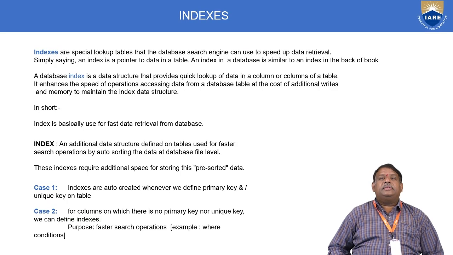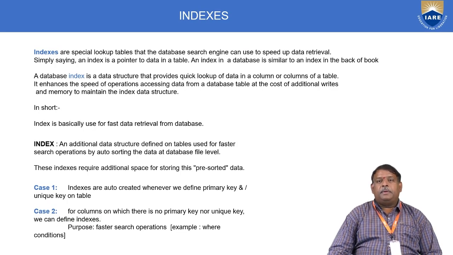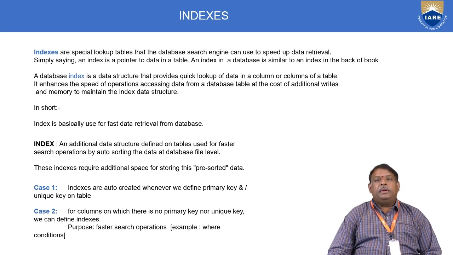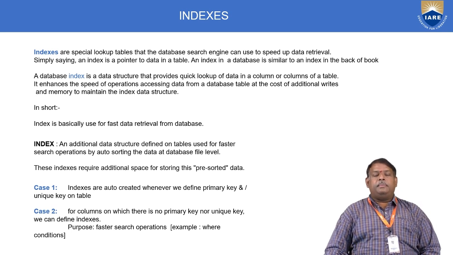The database index is a data structure that provides quick lookup of the data in a column or columns of a table. It enhances the speed of operations accessing data from the database table at the cost of additional writes and memory to maintain an index data structure. In short, an index is basically used for fast data retrieval from the database.